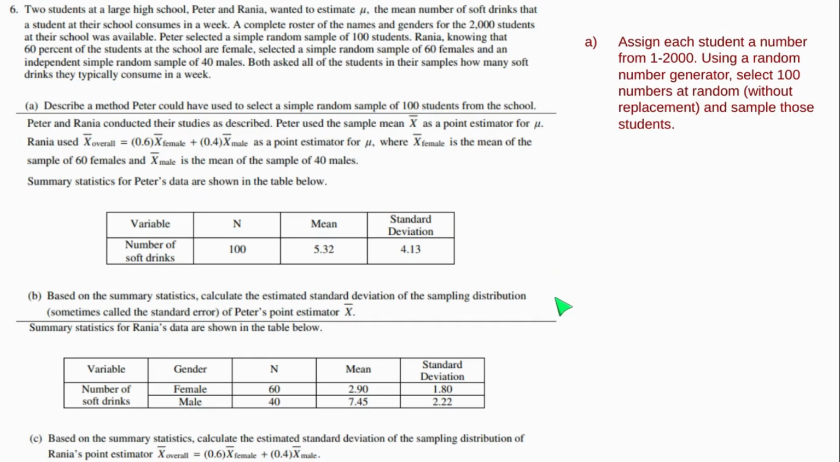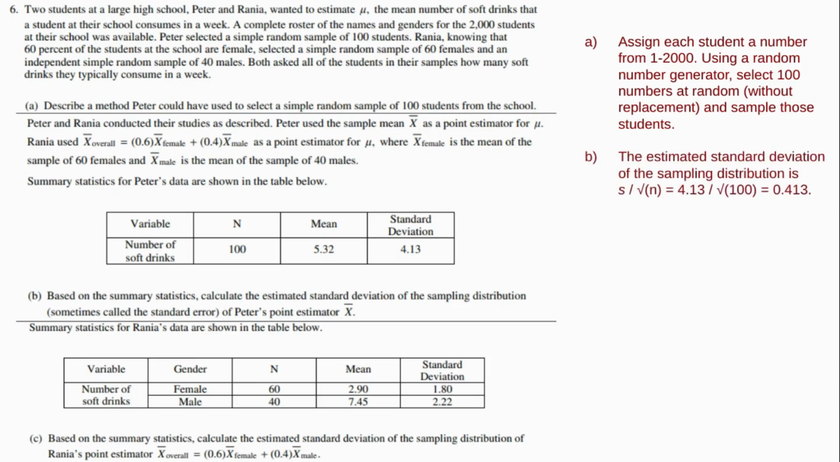Based on the summary statistics, calculate the estimated standard deviation of the sampling distribution, sometimes called the standard error, for Peter's point estimator x bar. Okay, a sampling distribution for the sample mean, and we want to find the standard deviation of it, right? This question is commonly mistaken, so let's see if you can get it.